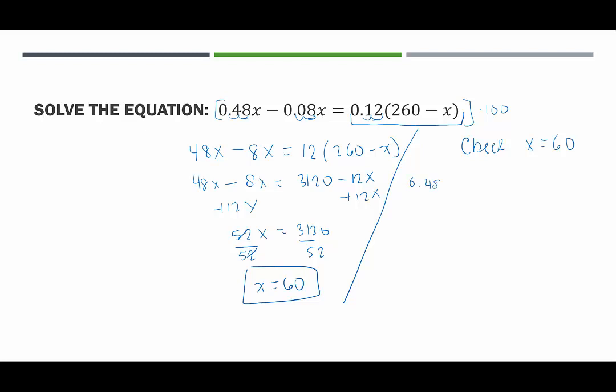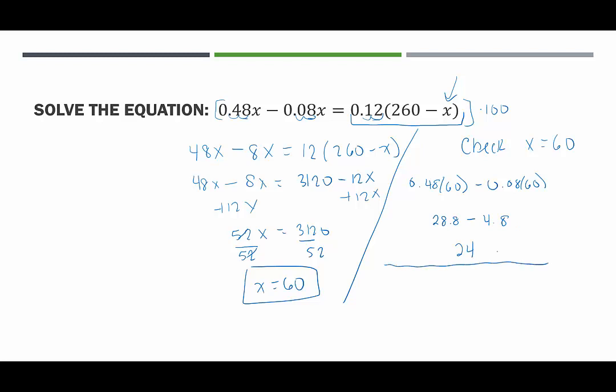So we're going to do 0.48 times 60 minus 8 hundredths times 60. I'm going to run out of space, so I'm going to do this calculation, and then afterwards I'm going to plug in the 60 here, and we're going to make sure that the two sides match. 0.48 times 60 gives us a value of 28.8 minus 8 hundredths times 60, which is 4.8, and 28.8 minus 4.8 is 24.